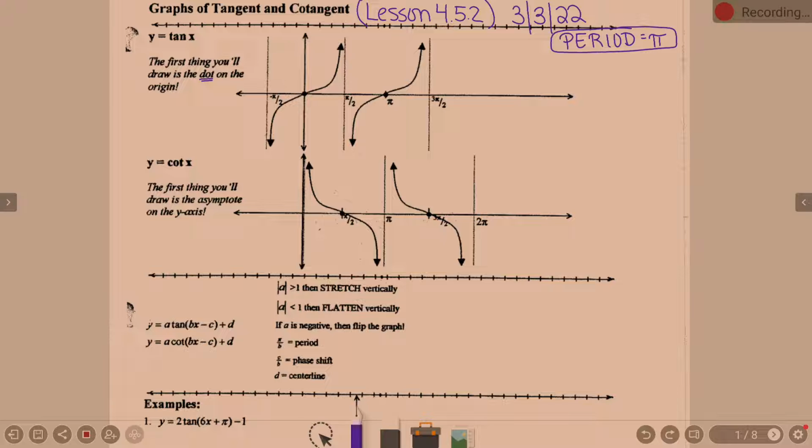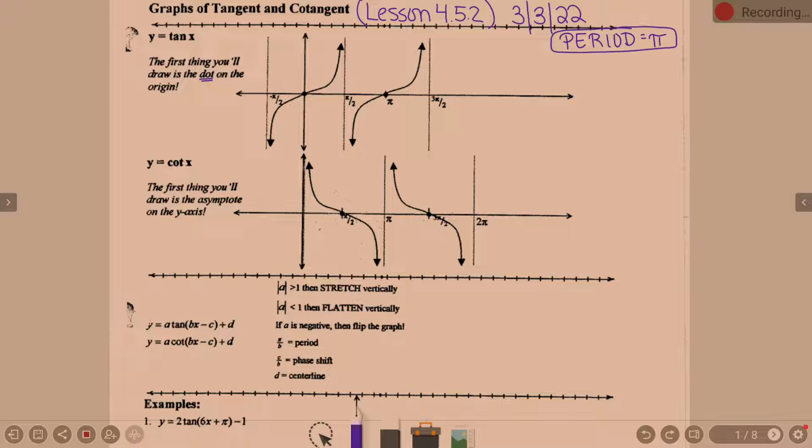For tangent, you draw the point on the origin first. So you're going to have a point once every period. If there's a point at 0, then you have a point at pi. Then the next points would be at 2 pi and 3 pi. Now the halfway point in between those periods is going to be the asymptotes. So there'd be asymptotes at all the halves: pi over 2, 3 pi over 2, 5 pi over 2, and so on. You will notice that the tangent is an increasing curve. It starts low and it is increasing. As I said, I think of it as y equals x cubed.